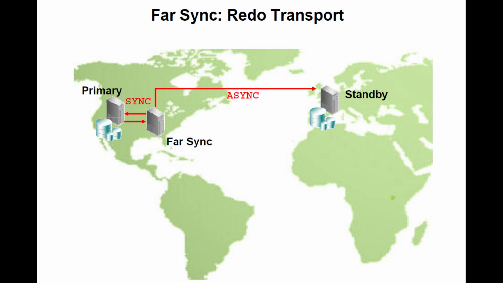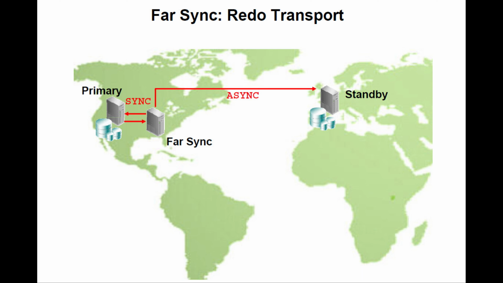In this video, I will talk about FarSync and we'll do a lab session. So Data Guard FarSync is a remote Data Guard destination that accepts redo from the primary database and then redistributes that redo throughout the Data Guard configuration.